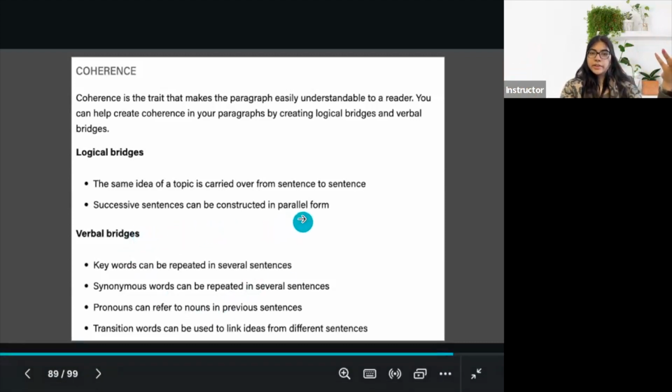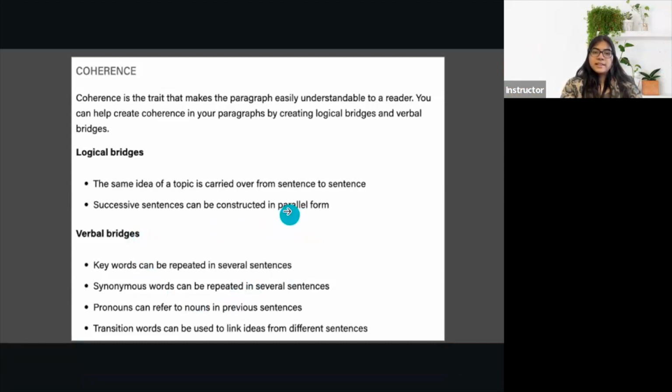Successive sentences can be constructed in parallel form. What this means is that all the sentences that come after that main idea are essentially going to say the same thing, but constructed in the same way. So we're really going to look at the same idea, but not just repeating or summarizing it over and over again. It's kind of like a mirror. When you think of it like being parallel, right? You're just mirroring something. So you're not going to say, for example, kids spend too much time on social media, and that's why their grades are great. Their grades are bad. Their bads are great. Right?